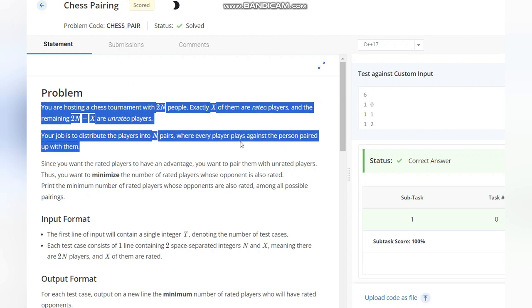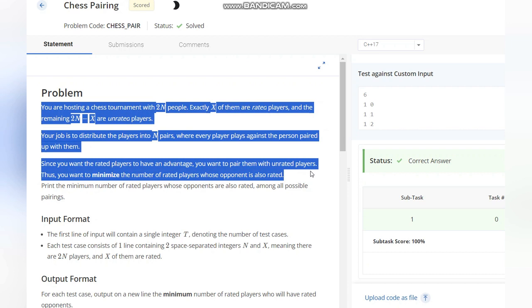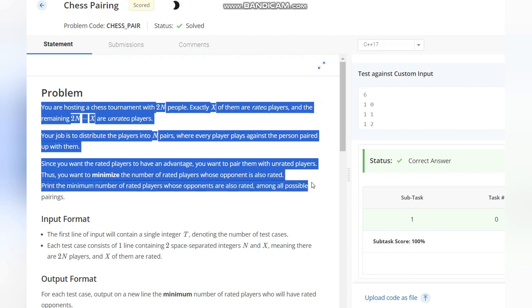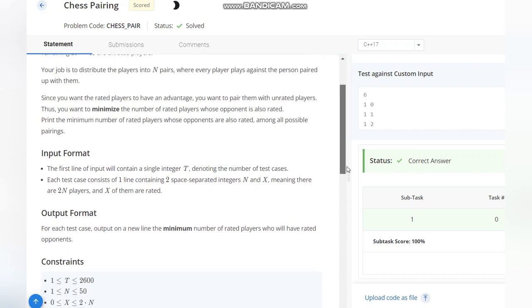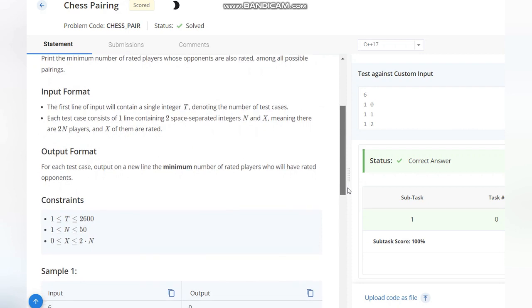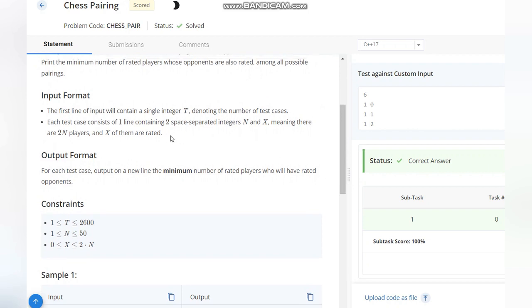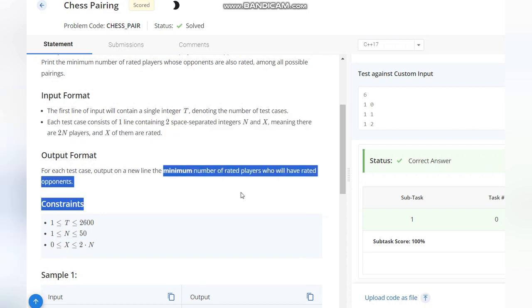Since you want the rated players to have an advantage, you want to pair them with unrated players. Thus, you want to minimize the number of rated players whose opponent is also rated. Print the number of rated players whose opponents are also rated among all possible pairings. So you have three test cases and two separated integers n and x, where n denotes half the number of players, meaning we have 2n players, and x of them are rated. So we need to output the minimum number of rated players who will have rated opponents.